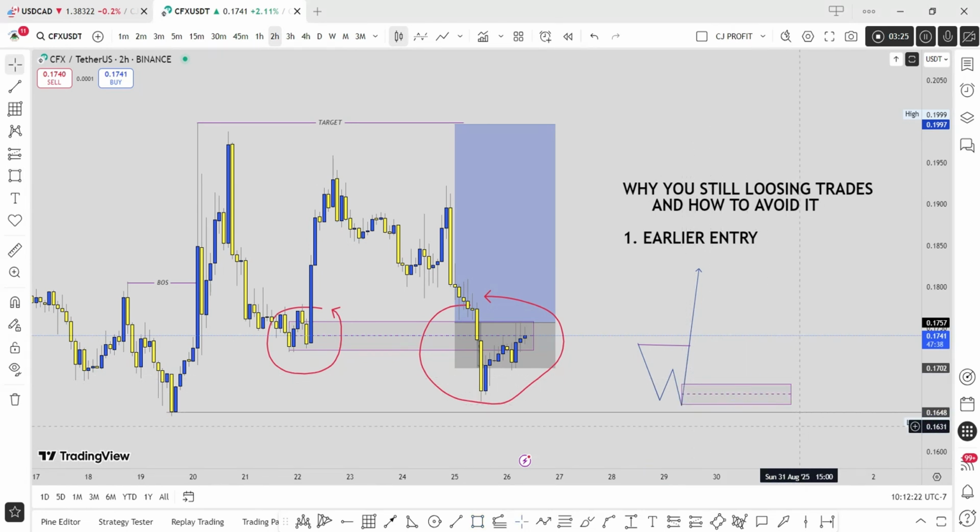Now, you guys know what we call an inducement. An inducement is a pullback that doesn't take out the previous low or high. Here we'll have this area as our inducement before the market rallies to the upside. The same thing happened here. This is the origin that caused this break of structure, and this is the incomplete pullback that doesn't take out this previous low. Automatically, this area is an inducement.